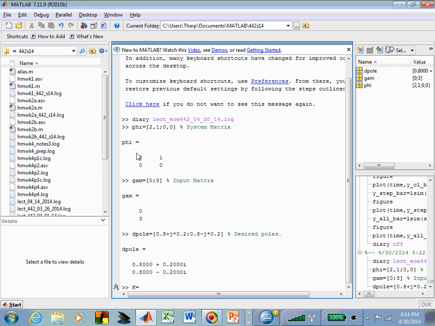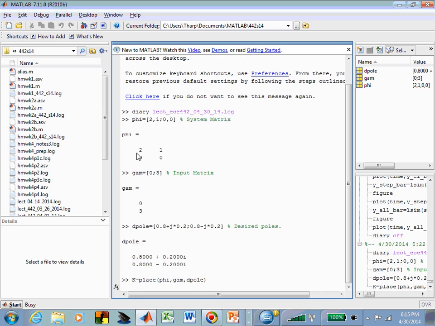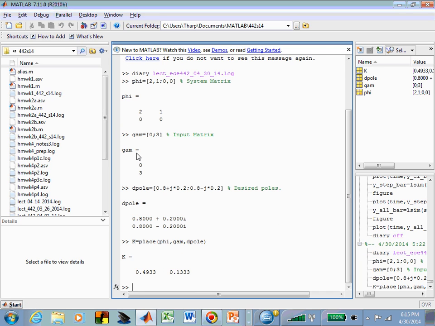Somebody at MATLAB has obviously wanted to solve this problem before, so they have a function to do this for us. There are many functions, but one which is easy to remember is place. Give it A, B, and P. My A is the open loop system matrix, which is phi. My input matrix was gam, short for gamma, and my P is the desired pole location. Now I get my full state feedback gain matrix K with about three clicks in MATLAB.